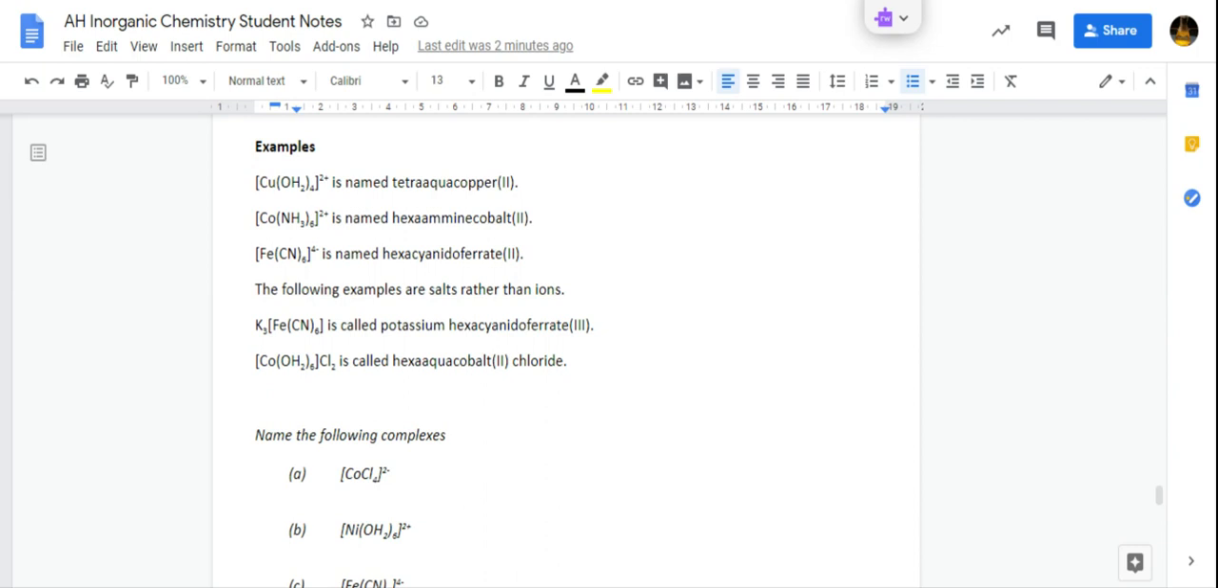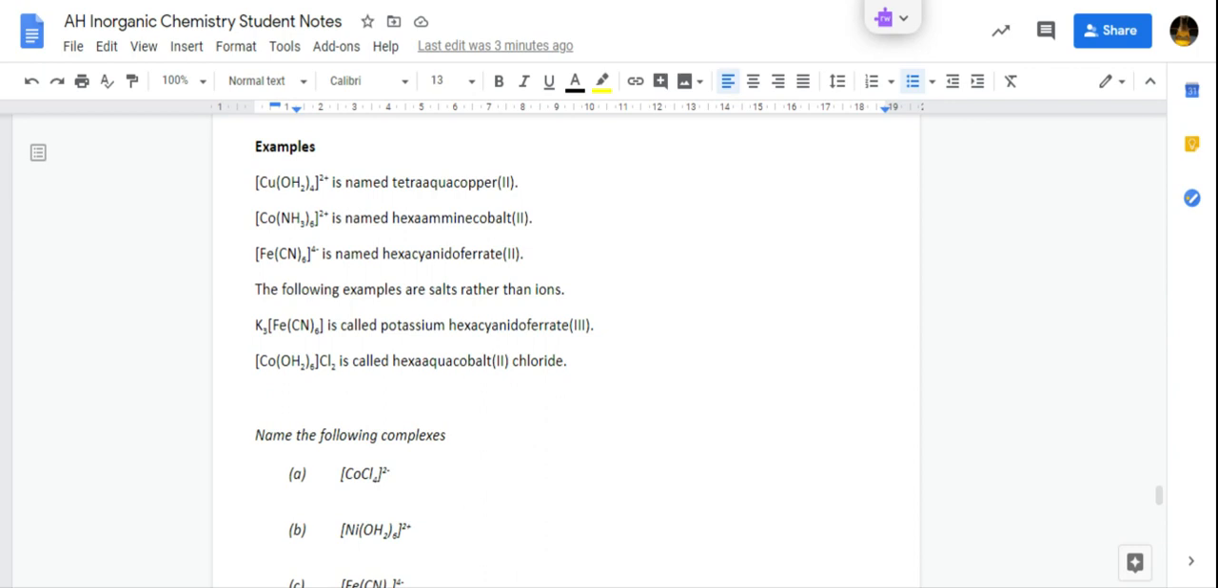Overall, the complex ion has a 2+ charge. Okay, so the oxidation state of the copper must be 2. Okay, metals will always have positive oxidation states. If you've got a negative oxidation state, something's gone wrong. So tetraaquacopper(II) will be the name of this complex. For the next one, we have 6 ammonia molecules, so that's hexa and then amine to represent ammonia. Ammonia molecules have no overall charge, so have an oxidation state of 0. So therefore, this 2 positive charge on the complex ion must have come from the oxidation state of cobalt, which is +2. So hexaaminecobalt(II).